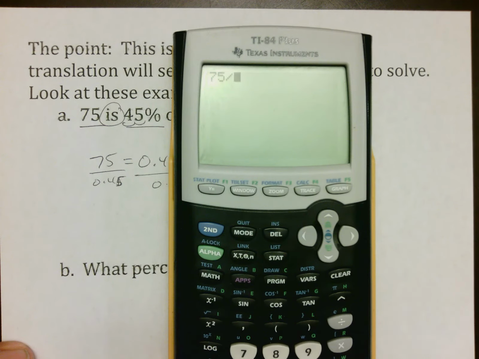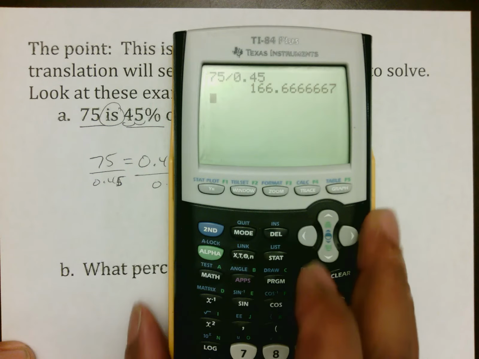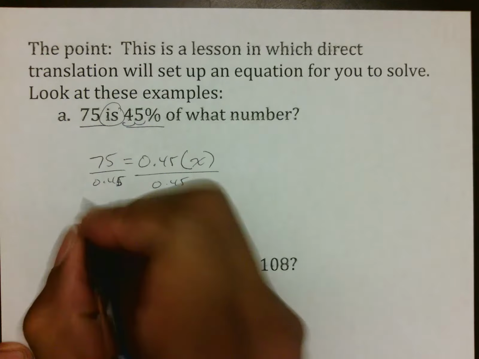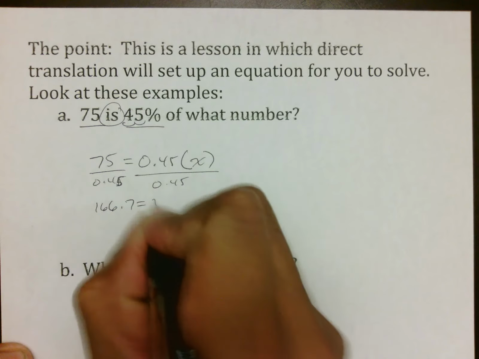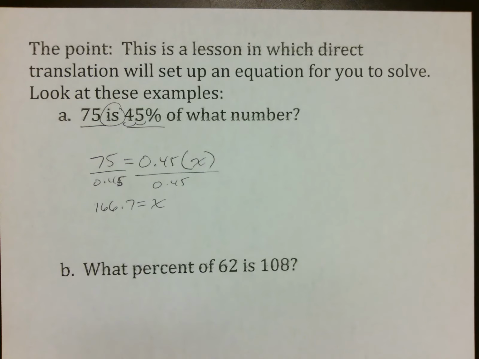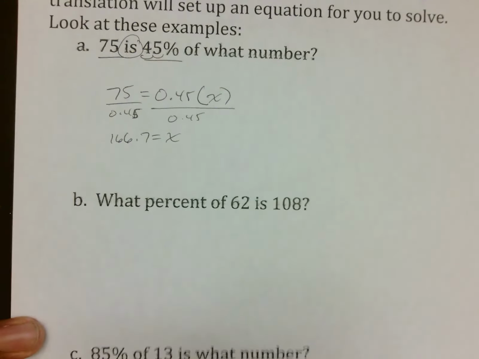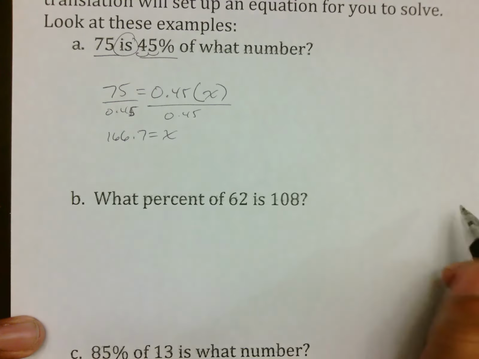75 divided by 0.45 gives me 166.7, which is your x. That's simple. Like I said, the hardest part is the discipline to make sure you translate correctly and take your time on the problem. Second question, what percent of 62 is 108?